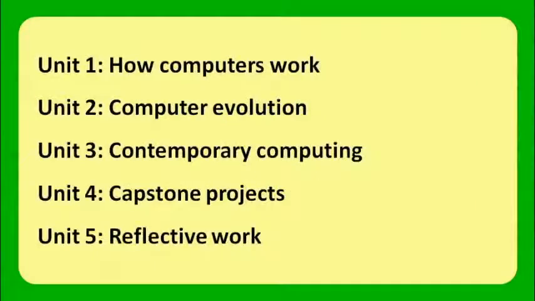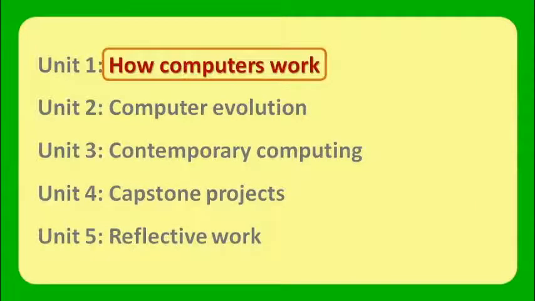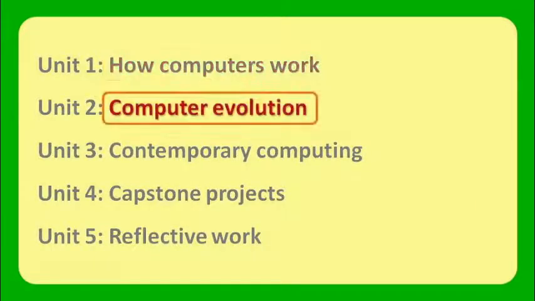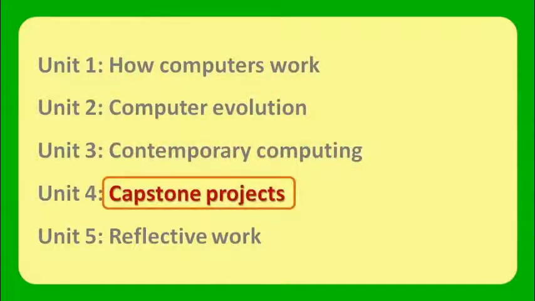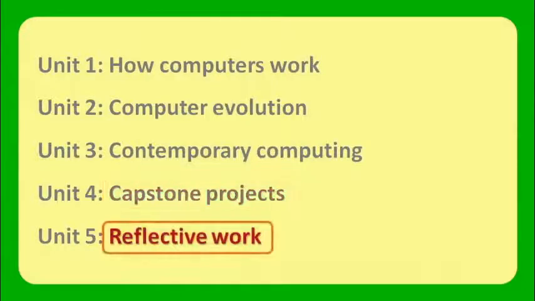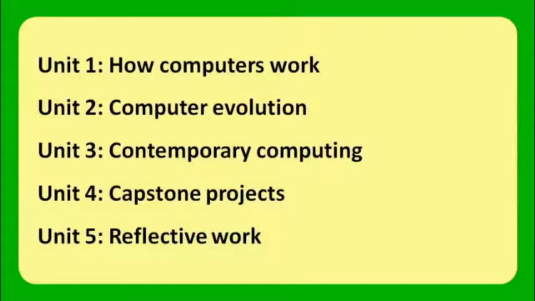These are the 5 units of the course: how computers work, how they evolved, modern computing, contemporary computing, and capstone projects that let you demonstrate what you've learned. Then finally, reflective work at the end of the term. Each one of these units is intended to take about 2 or 3 weeks, and the work in the units can be overlapped since you set your own schedule.